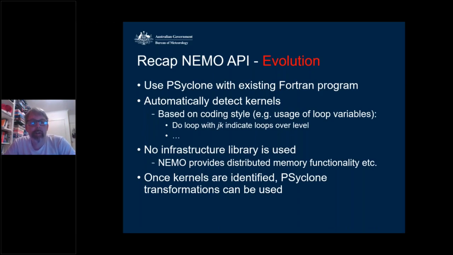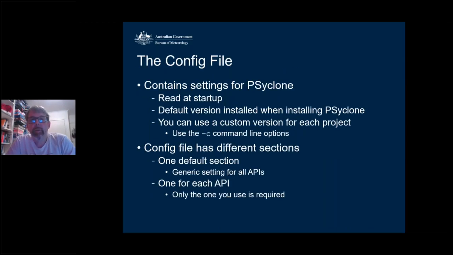In this case, NEMO provides distributed memory functionality already. And once we have the kernels identified, we use PSyclone only to transform the kernels, optimize them, or add additional OpenMP parallelization. Now, it was pointed out maybe once or twice that there's a config file. The config file contains settings for PSyclone. It's read at startup, and a default version of this is installed when you install PSyclone. But you can actually copy this file and have a different configuration file for each of your projects.